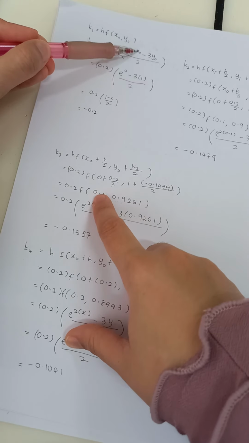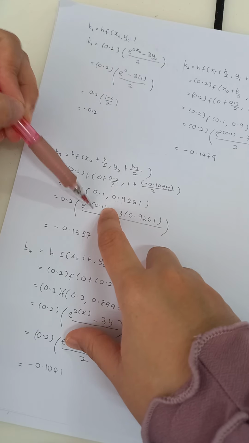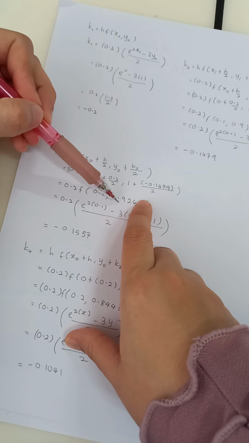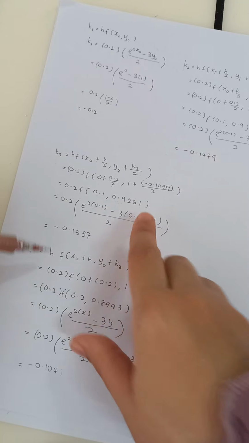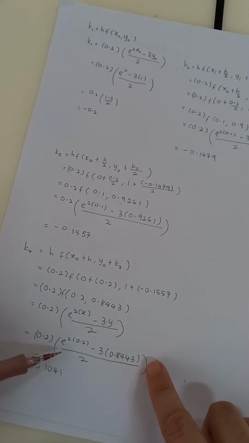Our X will be 0.1. So, see? Our X will be 0.1. Then, Y here, this Y, we will substitute with this formula. So, then we can get K3. Same goes to K4 lah. K3 ni akan digantikan lah. Then, we got the answer lah.